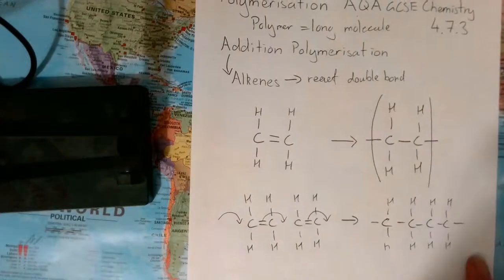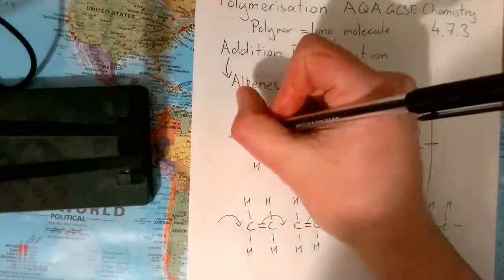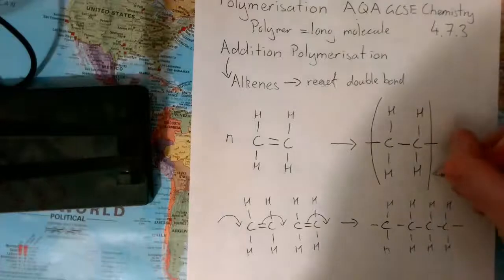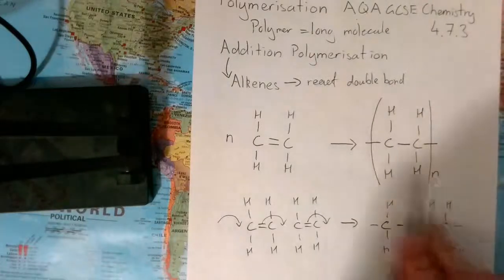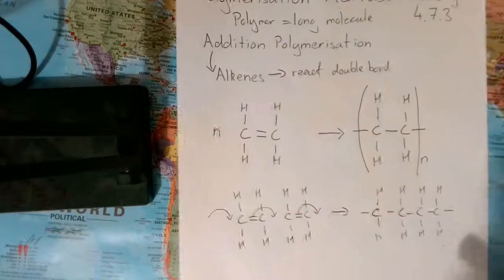Now this all gets really repetitive, and this is where these brackets come in. Instead of just doing a small number, you put n, which can mean any number, and you put it down at the bottom of the brackets. So if that was 4, then you do 4 times that. Don't worry about what happens at the end of the molecule. That's well beyond the GCSE specifications.